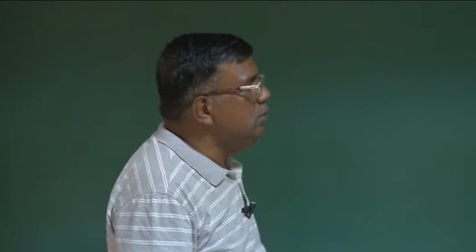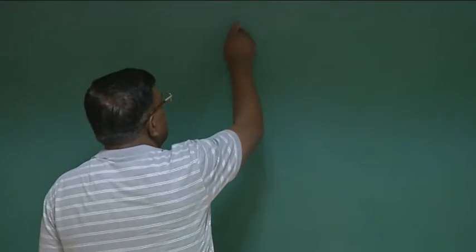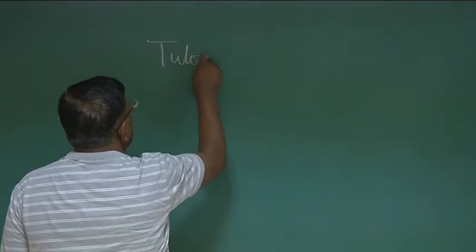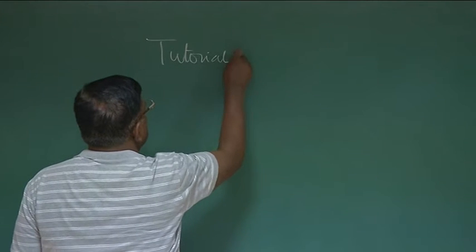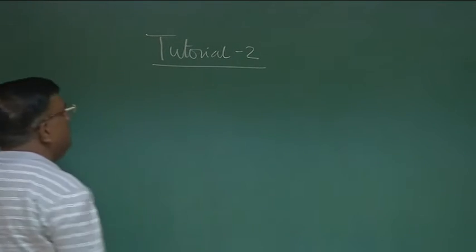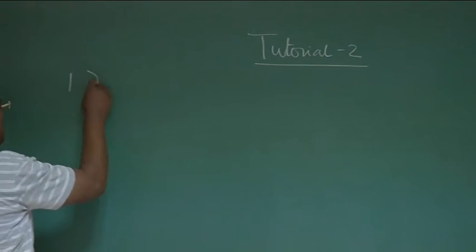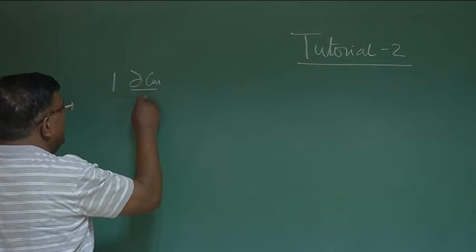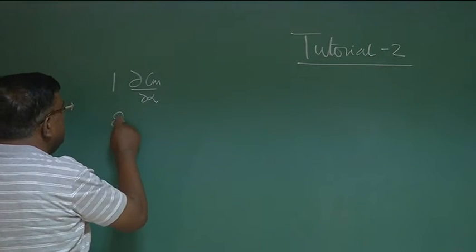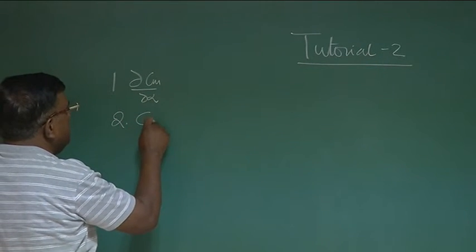Good morning. Let us do one problem. Let us solve one problem. So I say tutorial 2, and we would like to see whatever we have understood, can we apply this for solving simple problems or not. Okay. What we have understood? We have understood one thing, dCm by d alpha, which is static stability parameter, and another is Cm naught.